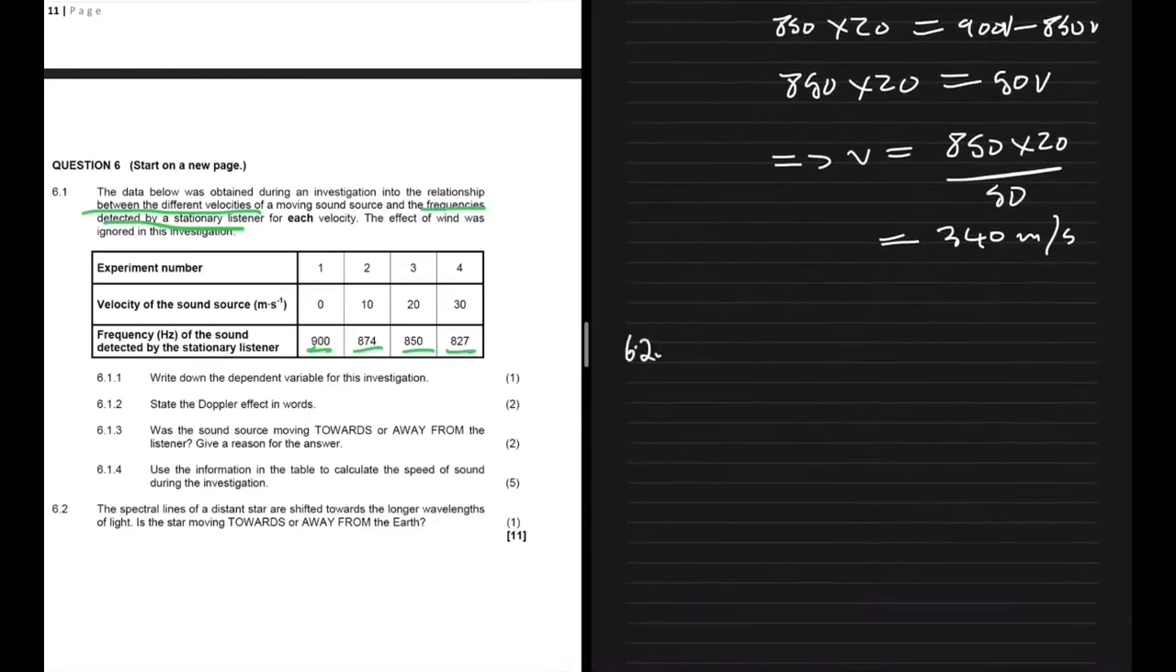6.2. The spectral lines of a distant star are shifted towards the longer wavelengths of light. Is the star moving towards or away from the Earth? It's moving away from the Earth. It is shifted towards the longer wavelengths, so it is shifted towards the red end of the spectrum. It's a redshift, and the redshift occurs when a star is moving away from the Earth.